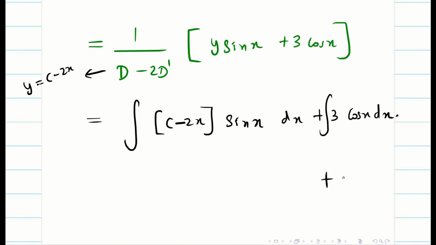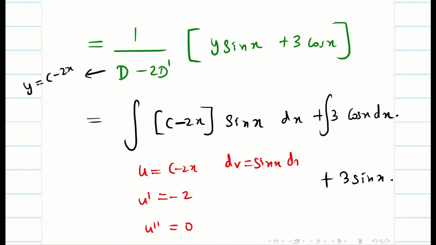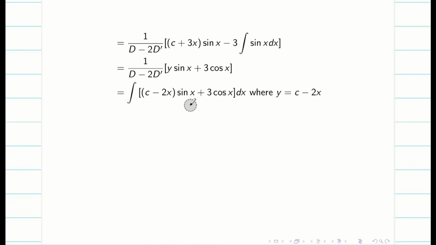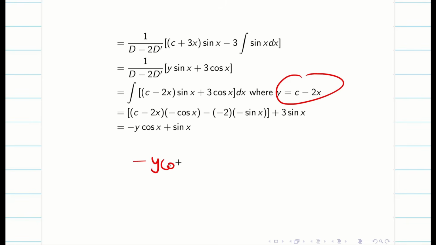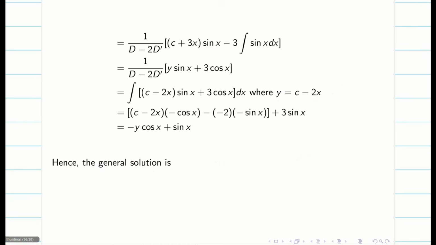So this is going to be obvious, 3 sin x. For this I have to integrate. My u is c − 2x, u' is −2, u'' is 0, dv is sin x dx, v is −cos x, v1 is −sin x. It is going to be (c − 2x) into sin x plus 3. So the integration of (c − 2x) sin x is (c − 2x)(−cos x) − (−2)(−sin x). Now replace c − 2x by y. So we have −y cos x − (−2) sin x... plus 3 sin x. When we simplify, we get −y cos x plus sin x. So this is the general solution, CF plus PI.